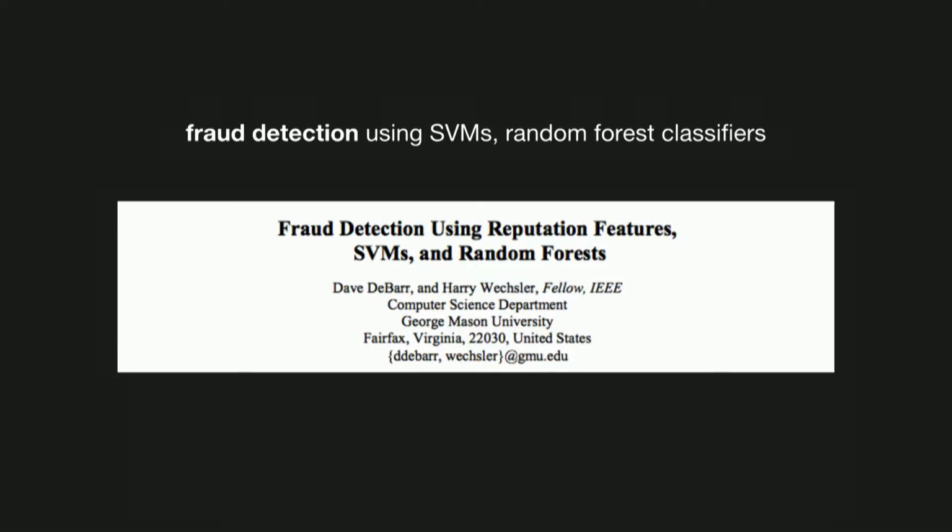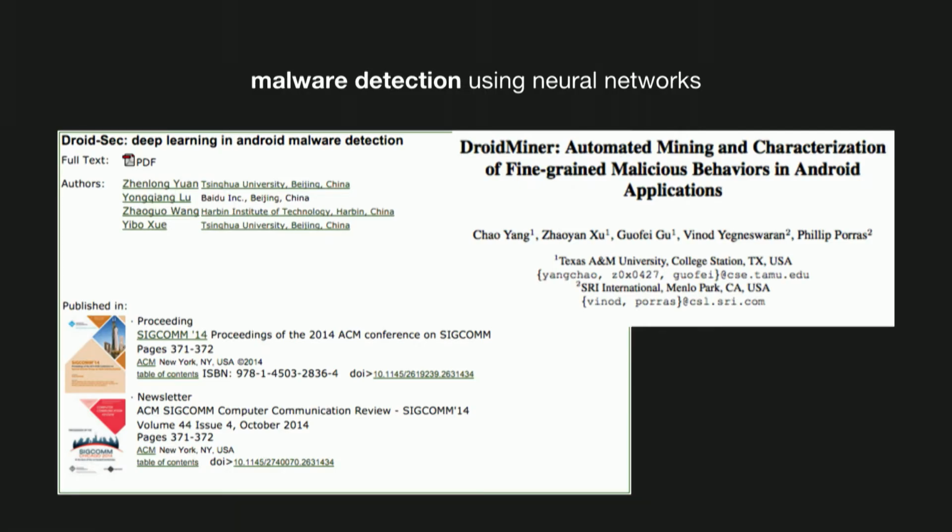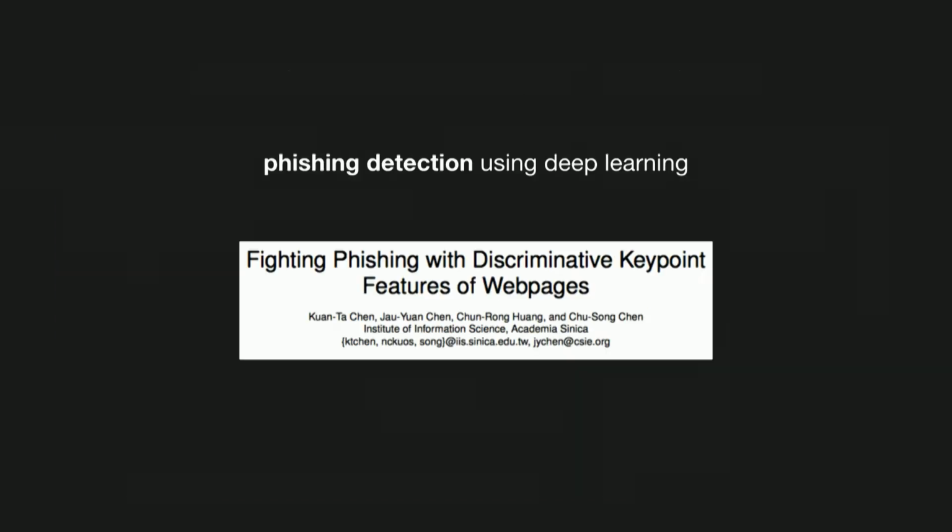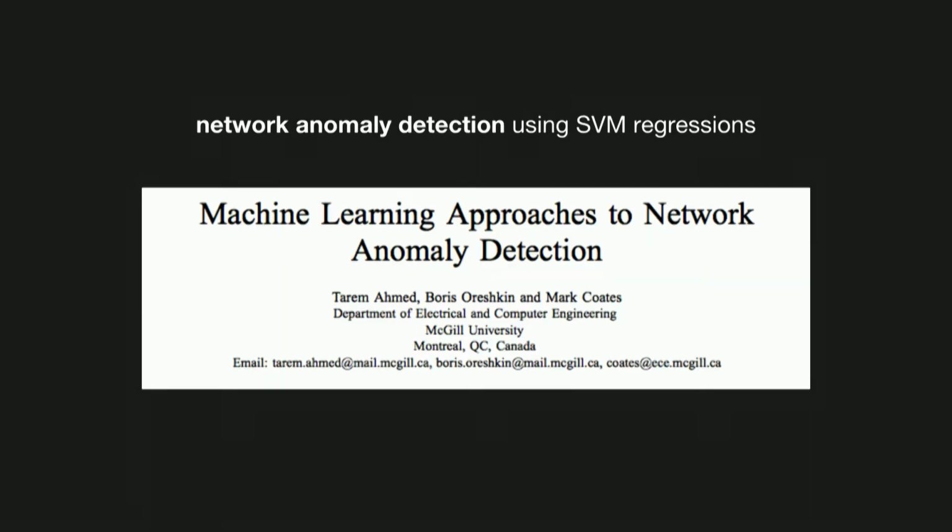and also fraud detection using SVMs and random forest, malware detection using deep learning, phishing detection, and network anomaly detection. Again, you can look at these on your own and read the papers yourself. I think these are some of the more interesting papers in this space.